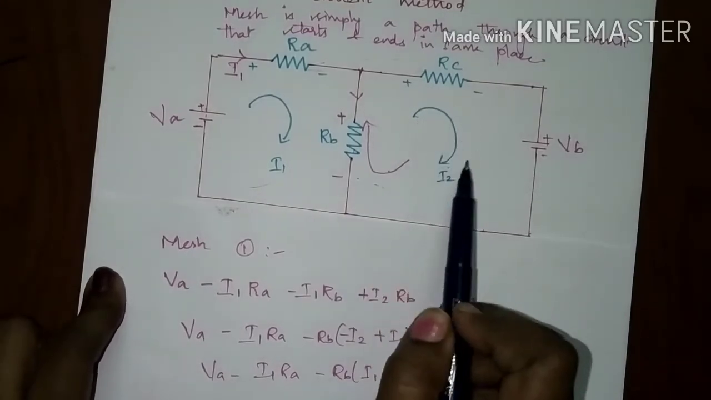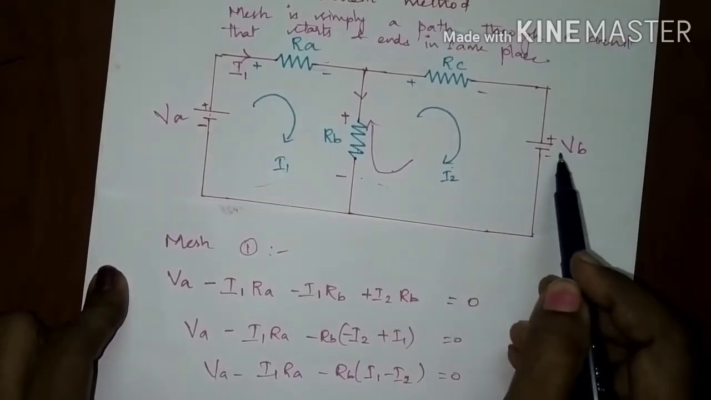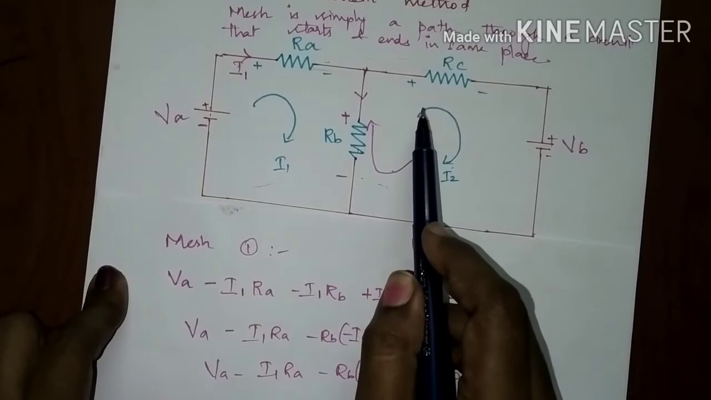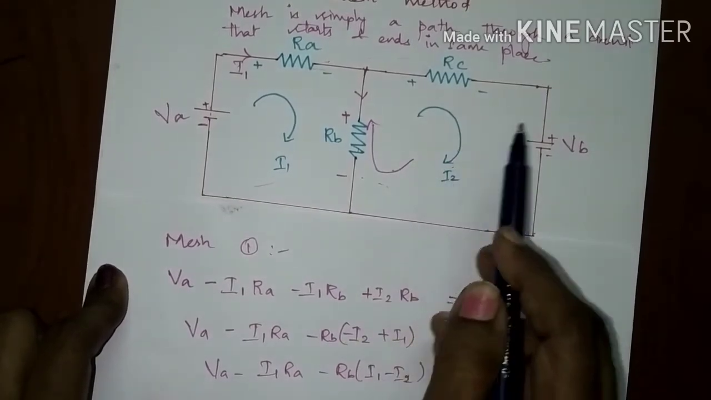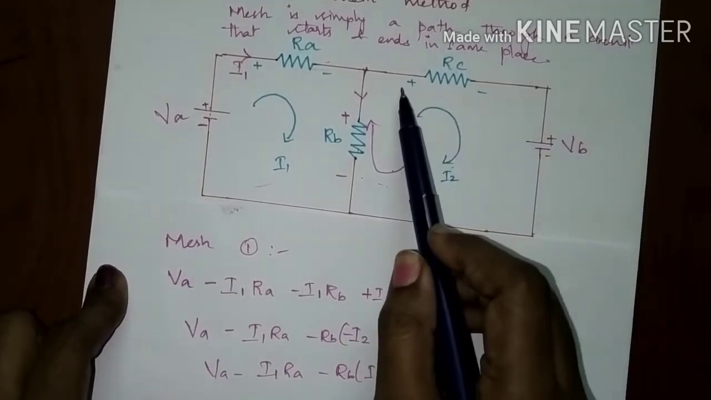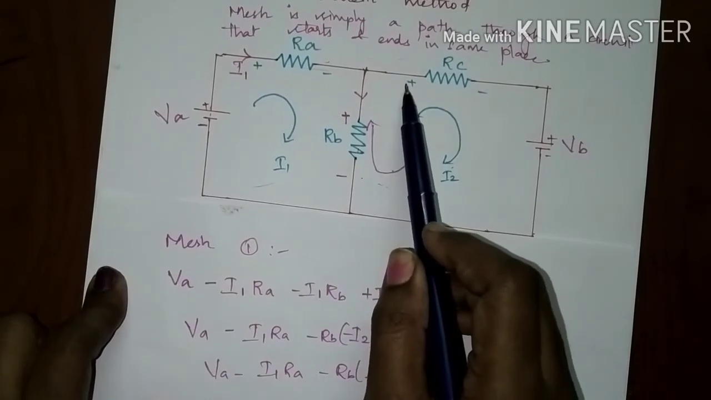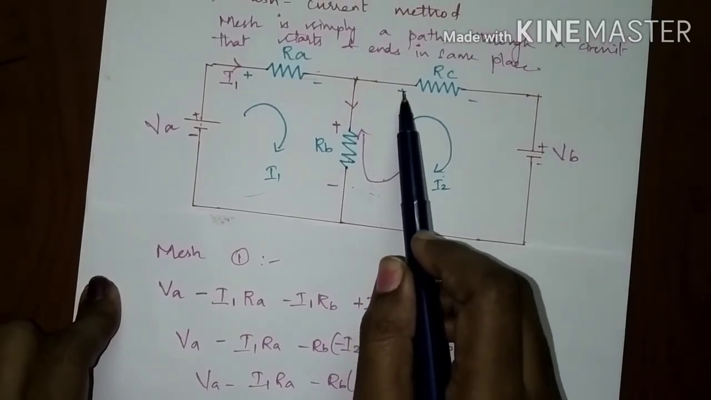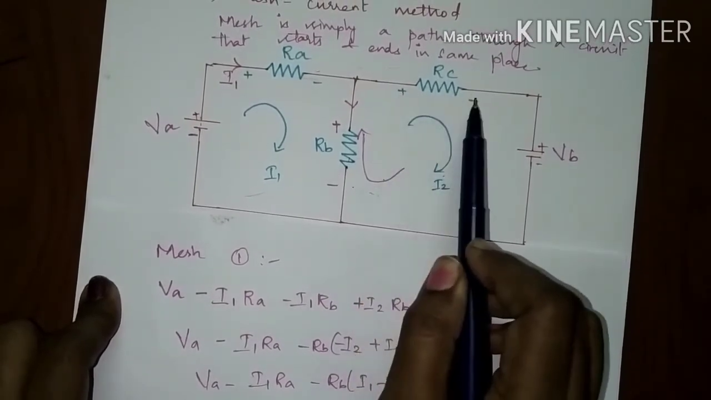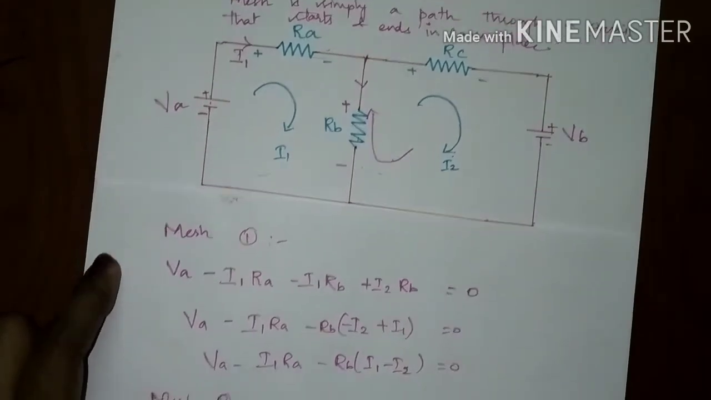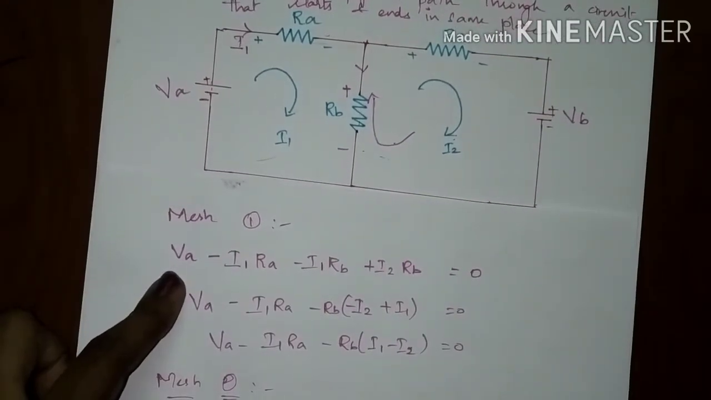In mesh 2, we will get a voltage equation as follows. We have already assumed the current is flowing in clockwise direction. If you assume that current flowing from here, there is a potential drop, plus to negative. There is a potential fall due to the current I2. The potential drop will be represented in negative value, minus I2 into RC.